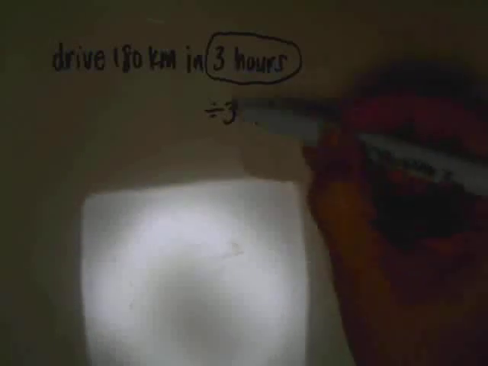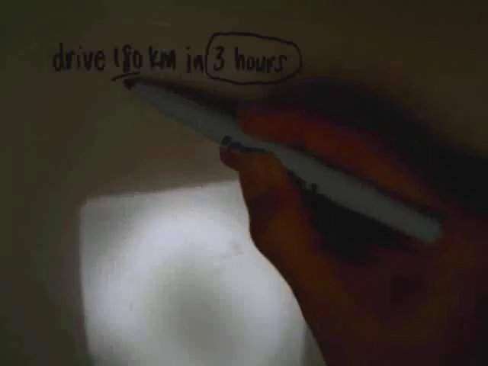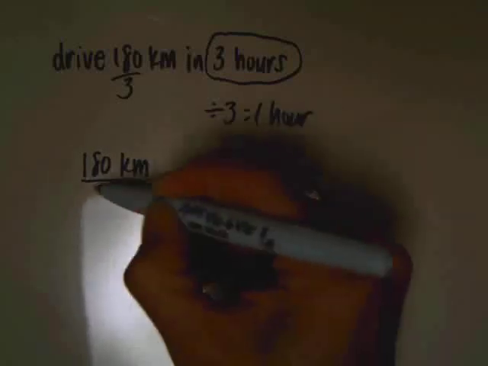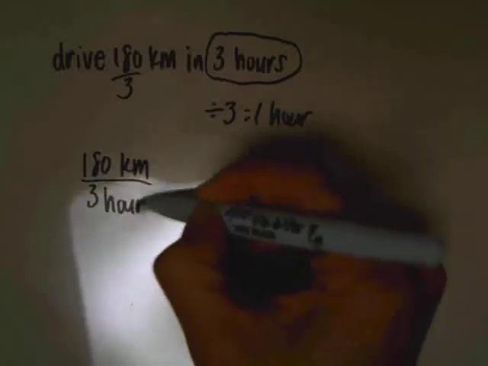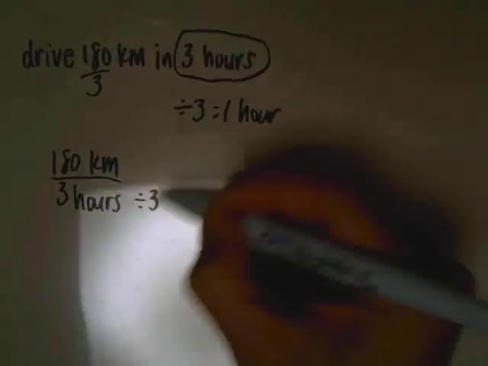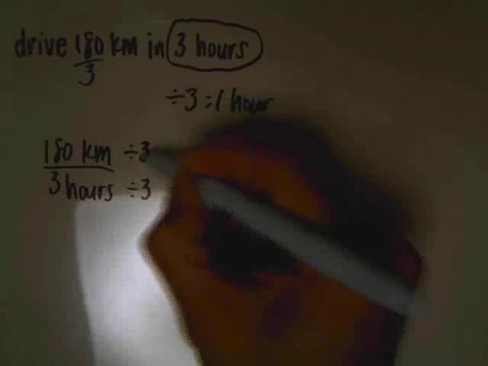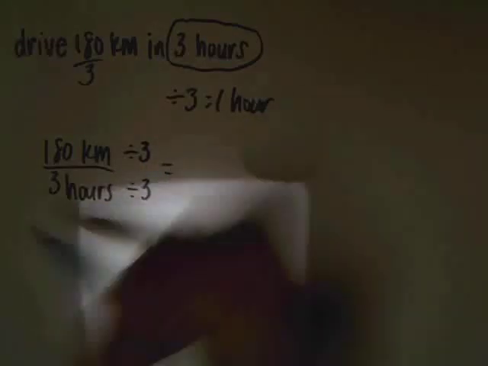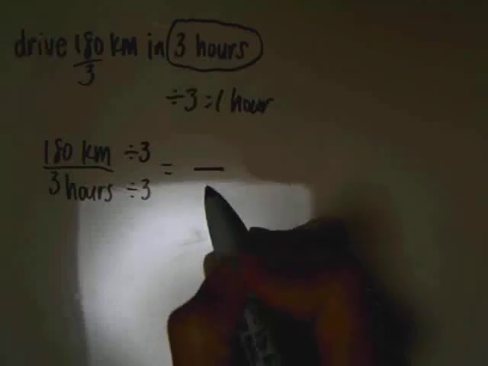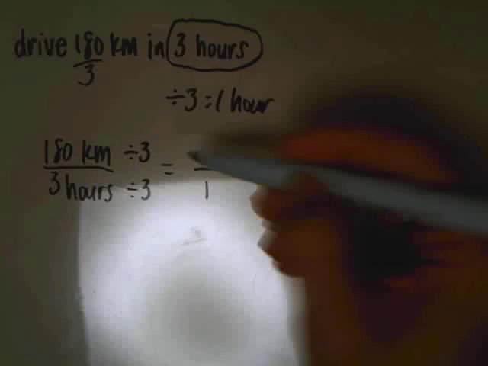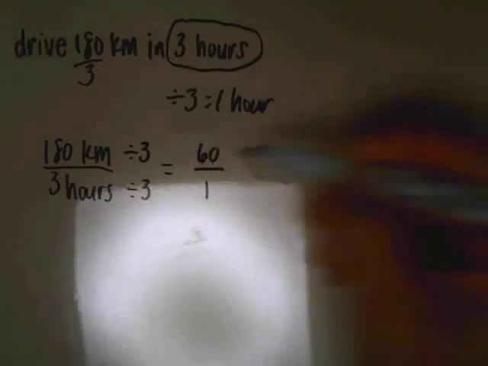So if I divide this by 3, I also have to divide this by 3. So let's do that. 180 kilometers in 3 hours. Then I'm going to divide this one by 3 and divide this one by 3 to get my unit rate or my rate of proportionality. So when I do that, 3 divided by 3 is going to give me a 1 on the bottom, and 180 kilometers divided by 3 is going to give me 60.